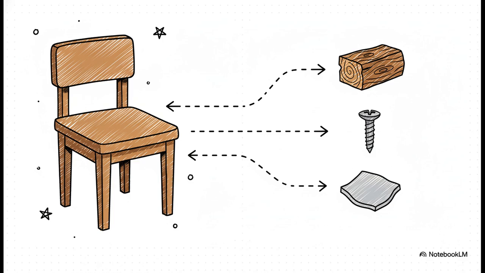And this brings up a really key distinction: the difference between an object and the materials it's made of. So, a chair, that's the object. But it's made from materials, right? Like wood, metal, and plastic. The big takeaway here is that one single object is usually made up of a bunch of different materials.